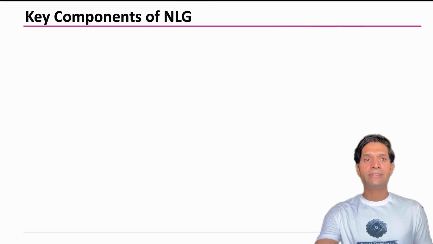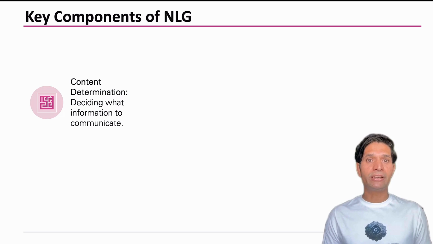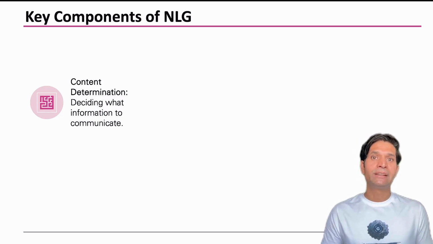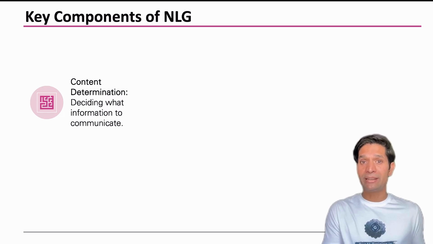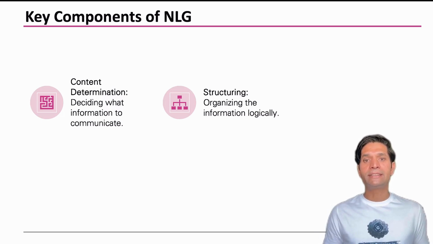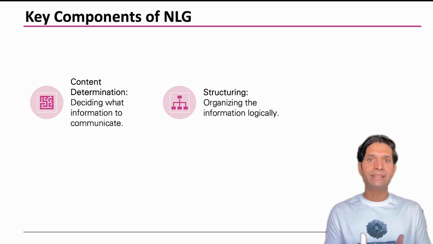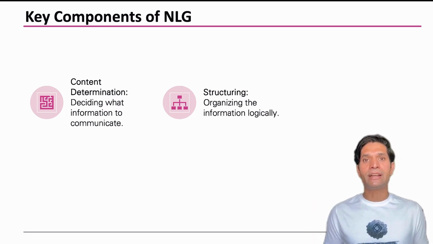Some key components of NLG. It's content determination. Deciding what information to communicate is the job of NLG. Example, let's say I ask it to write a story. It needs to really determine the context, as in what information to communicate, right? It has to communicate a story to the customer. Structuring, like organizing the information logically. So remember when you form a sentence, the sequence of words does matter, right? So structuring and organizing the information is very important.